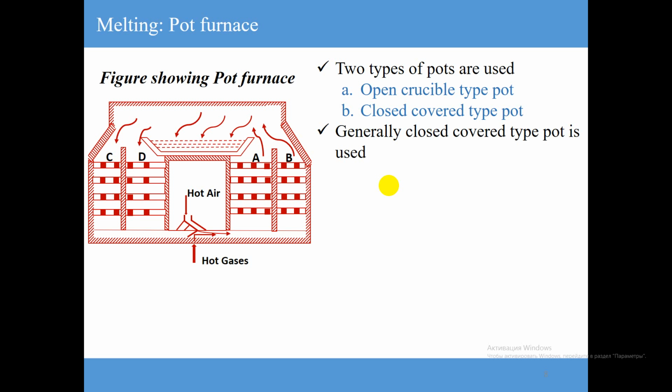Lesson 5, Part 3. Let's start the topic of melting glass. We already know that two types of pots are used: the open, crucible type pot and the closed, covered type pot. Generally, the closed, covered type pot is used.